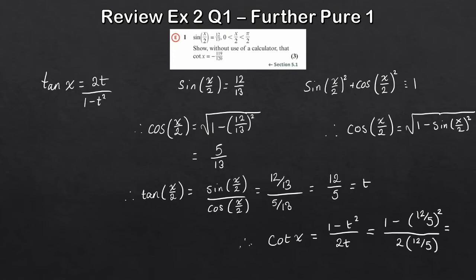So work this out here. What you should get in the numerator is minus, I'm going to run out of room, let's do it up here. That's minus 119 divided by 25, divided by this denominator here, which is 24 over 5. And if you work this out, what you get is minus 119 divided by 120 as required.